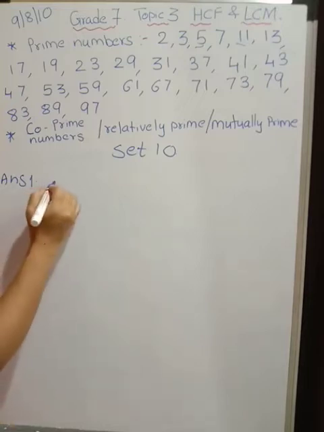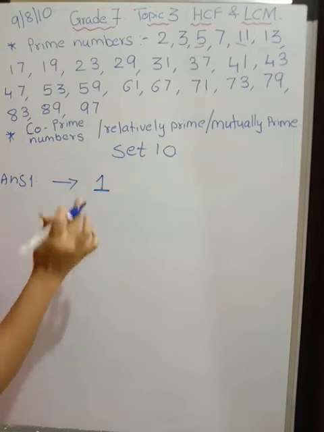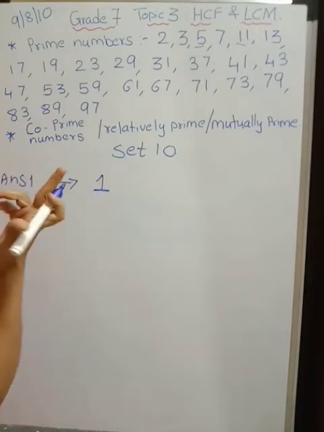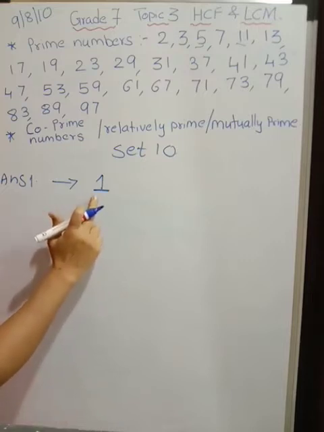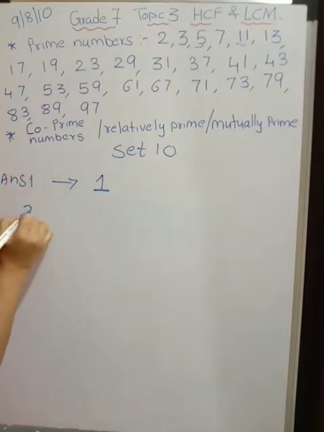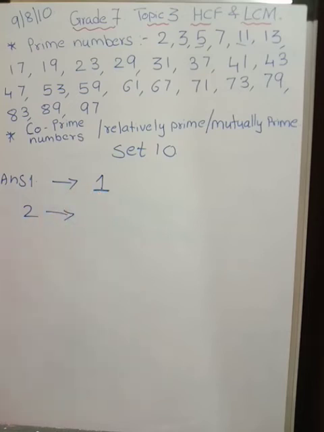So that is only one number and the answer is 1. 1 is the only number because 1 has only one factor, so it can't be prime, it can't be composite. So your first answer is 1. Please remember this, many times it is asked in multiple choice questions. 1 is the only number which is neither a prime nor a composite number.